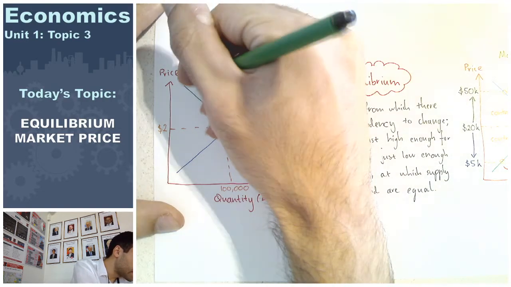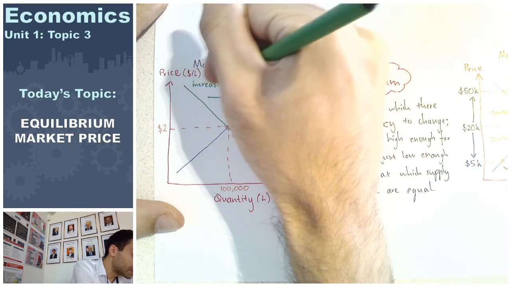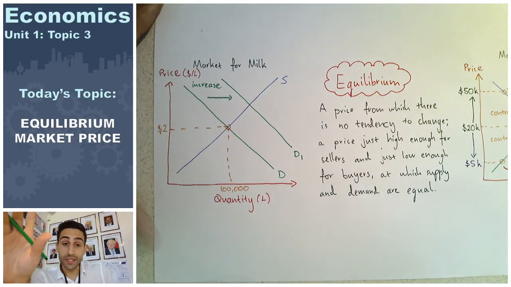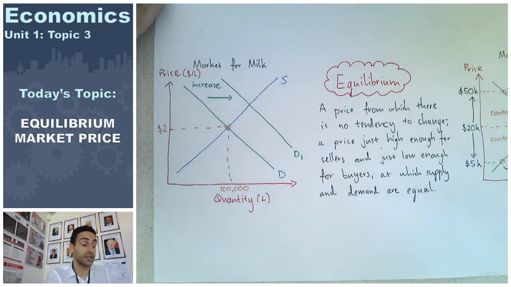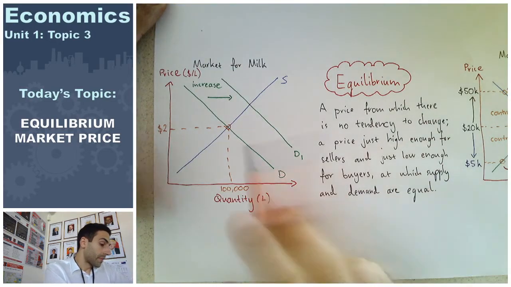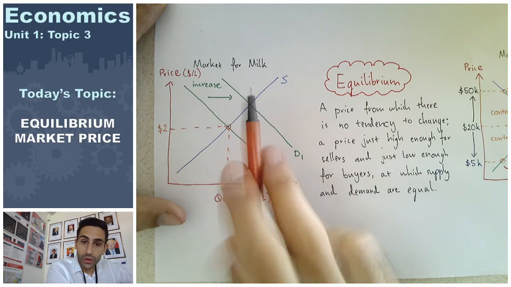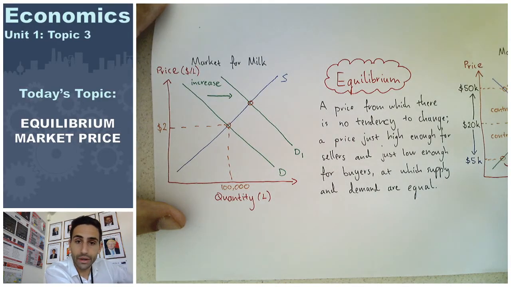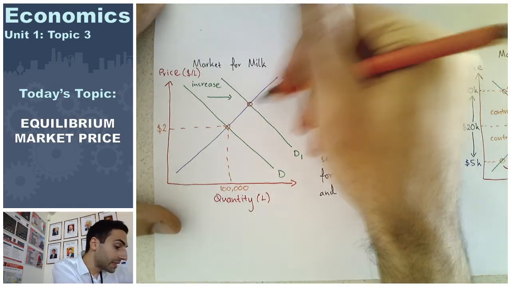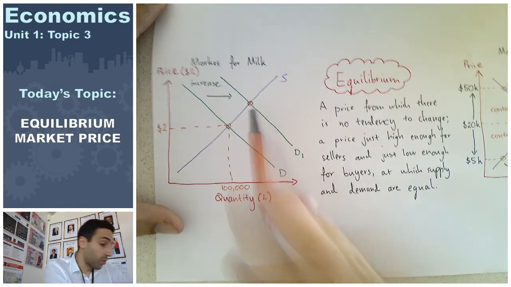There is our increase in demand. If any of this isn't making sense, please go back to the demand video where we looked at shifts. Okay, so please have a look at that. Now, as a result, you see here that we have a new equilibrium. Demand and supply now intersect at this point.